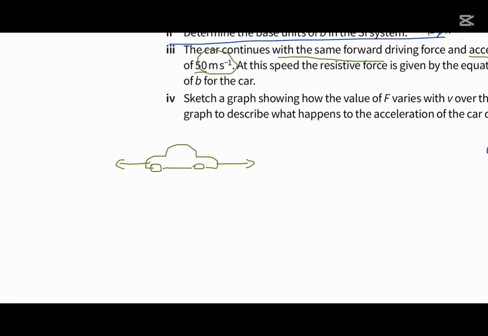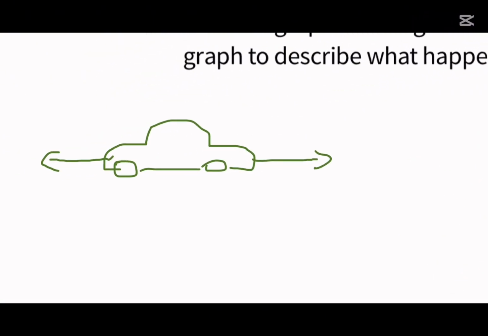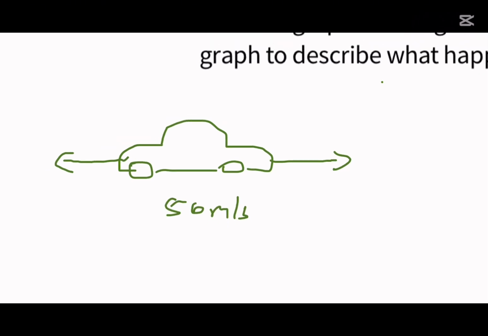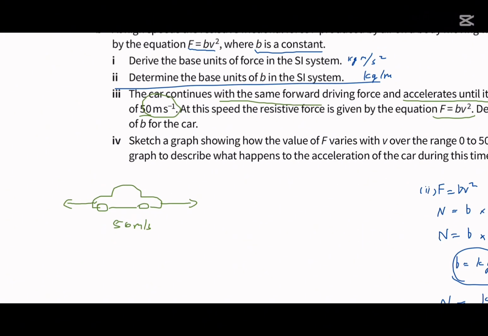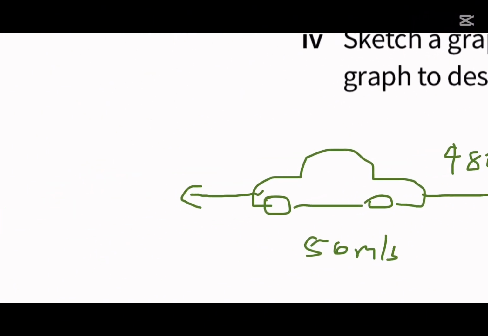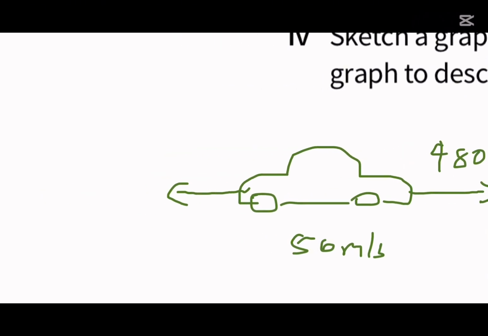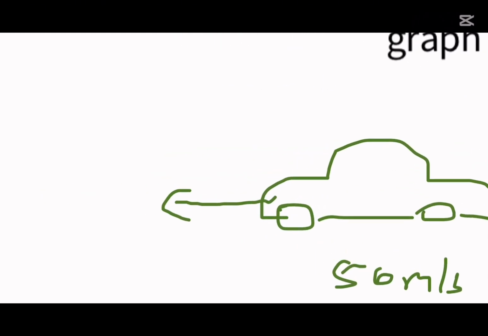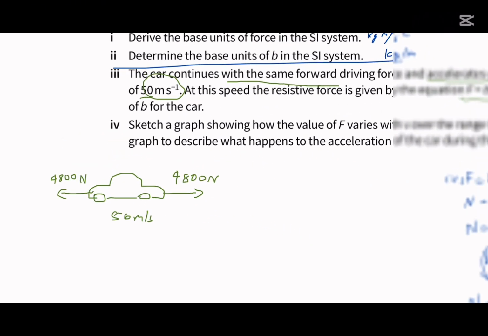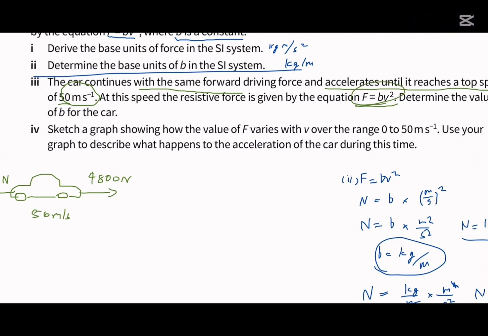So at 50 meters per second top speed, the forward force that we calculated, 4,800 Newton, is acting forward this way. Then the drag and air resistance should also be 4,800 Newton. So they cancel out, and there's no resultant force to create an acceleration. So I have to use the equation here to calculate P.